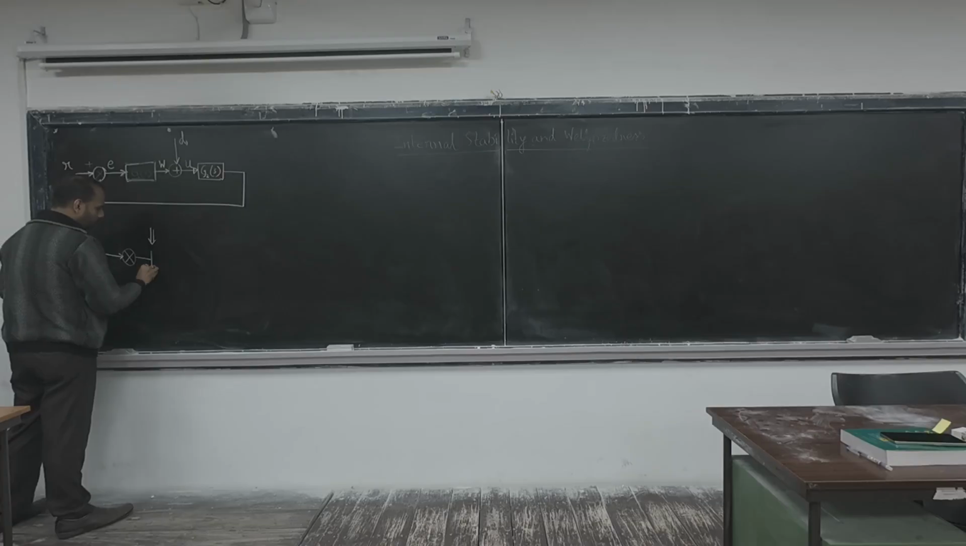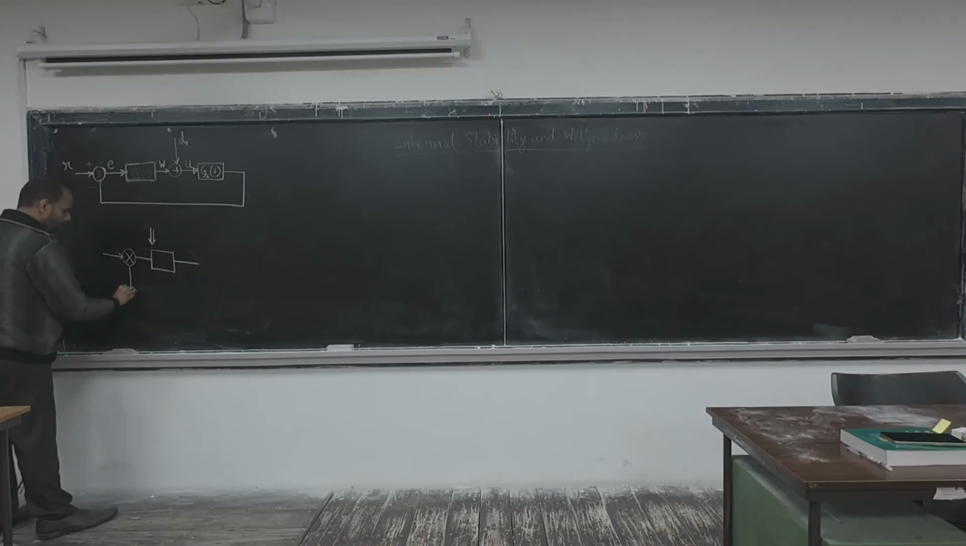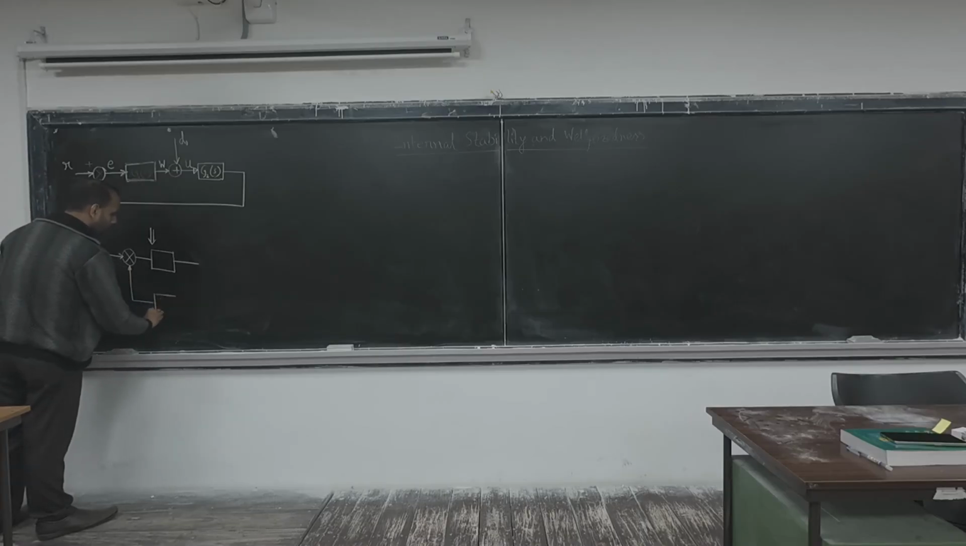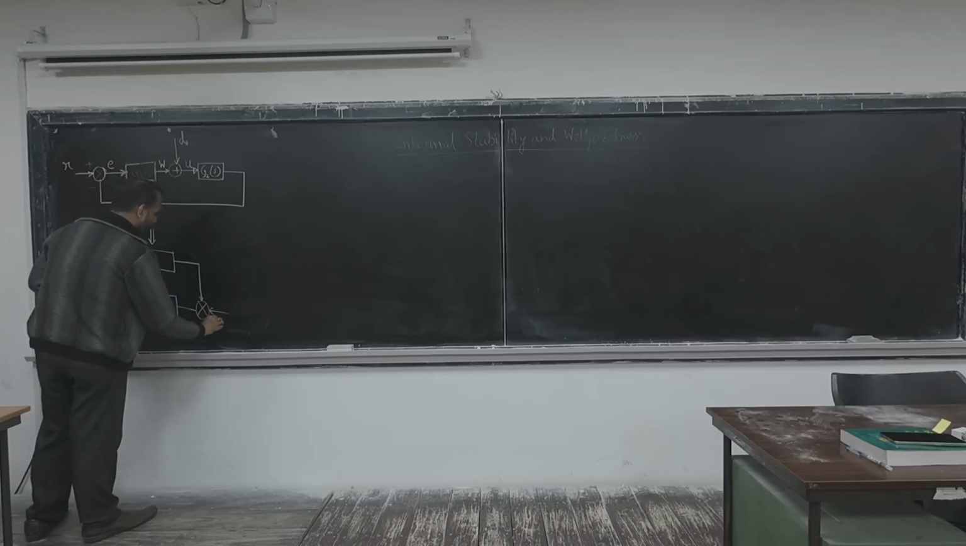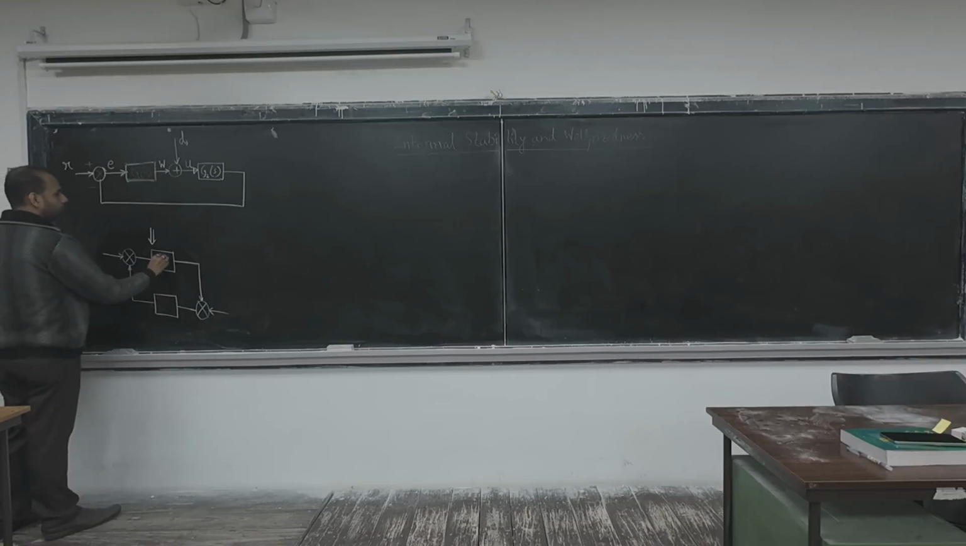And what I said is that this is internally stable if this transfer function matrix belongs to RH infinity 2 cross 2. Now what does it mean? You have to check whether these individual transfer functions belong to RH infinity or not. That means each of them has to be, anyway they will be real rational, but the two main things you will have to check are whether they are proper and asymptotically stable.